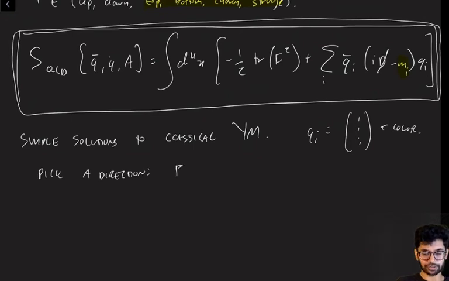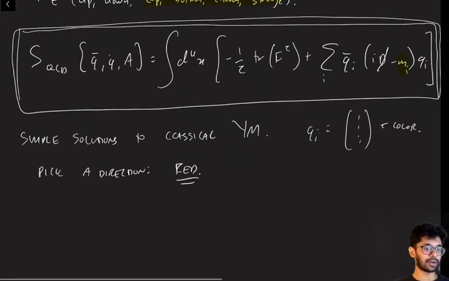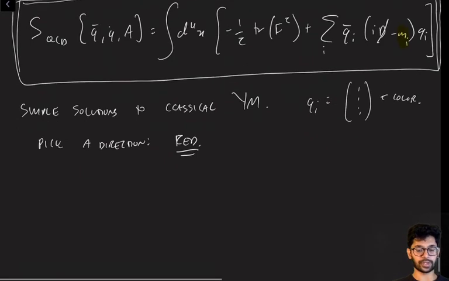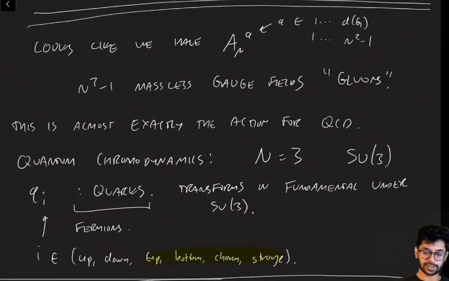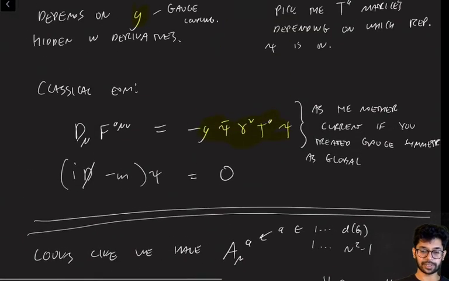And call that direction red, because it's one of the 3 colors. Now, let's imagine that we can classically get one of the quarks to sit at some point x. So I have a quark and it's just sitting there at some point x. In that case, you can convince yourself that if you stare at the right-hand side of this Yang-Mills equation, this current here is going to be a delta function localized at that point x.